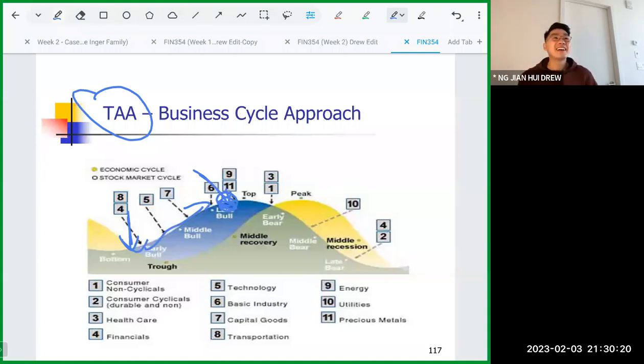Just now I mentioned the signs in the market have been showing that we are actually approaching a recession. I think a few countries, I'm not sure whether it's America, but a few countries have two or more periods of negative growth, right? So two periods of negative growth equals a recession.